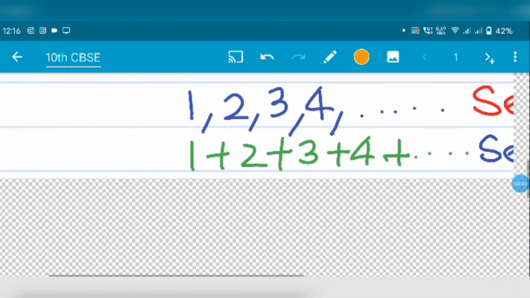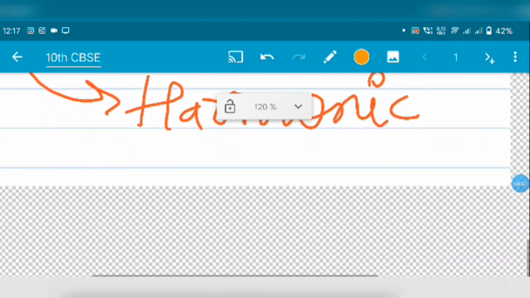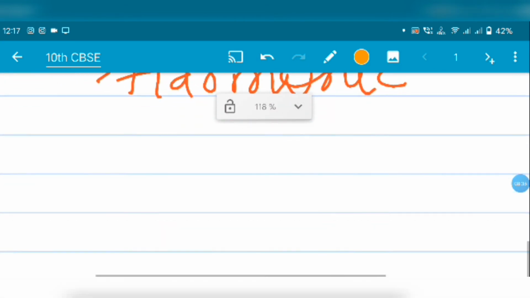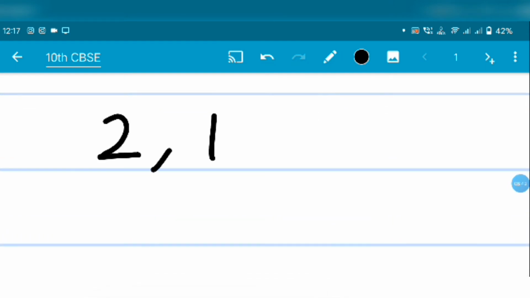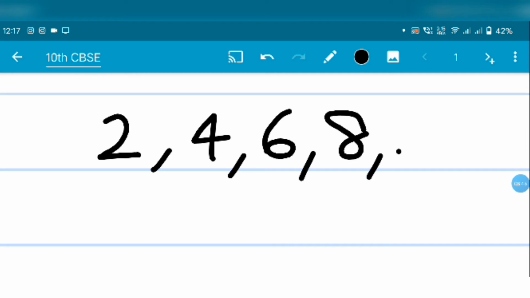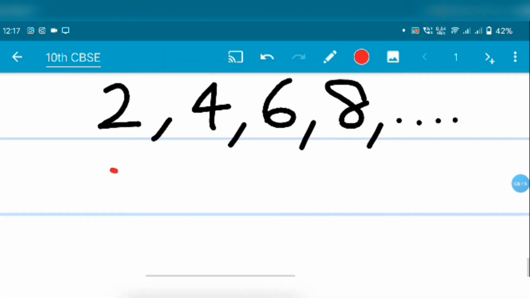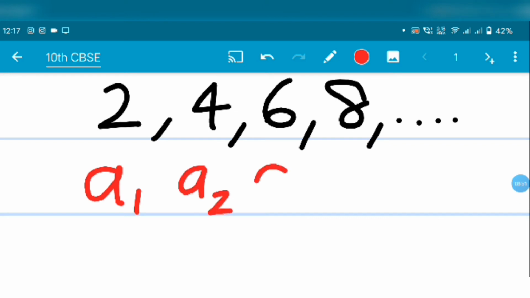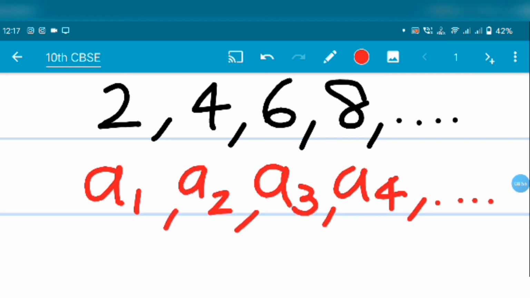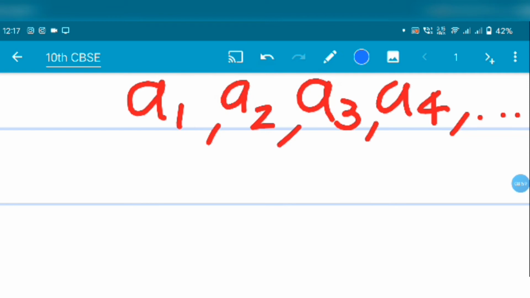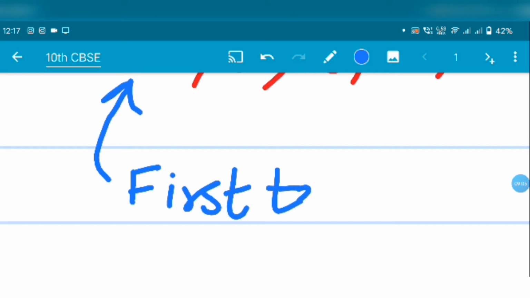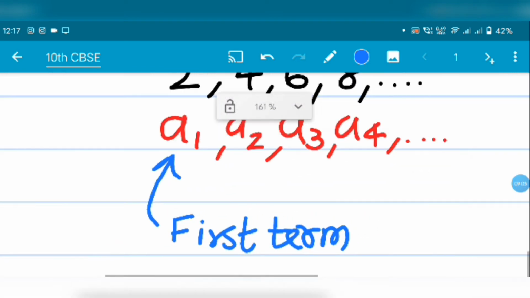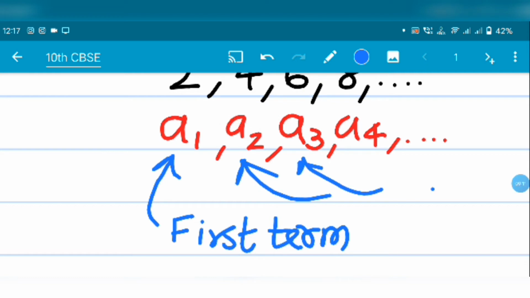Why? The condition for an arithmetic progression is very simple: whenever we talk about an arithmetic progression, we get the difference between two consecutive terms as constant. For example, I am writing 2, 4, 6, 8 and so on. This we are calling a term. So we are representing them by A1, A2, A3, A4 and so on. These are nothing but the representation for the terms. The very first one is known as the first term. In a similar manner, this becomes the second term, this is the third term, this is the fourth term.